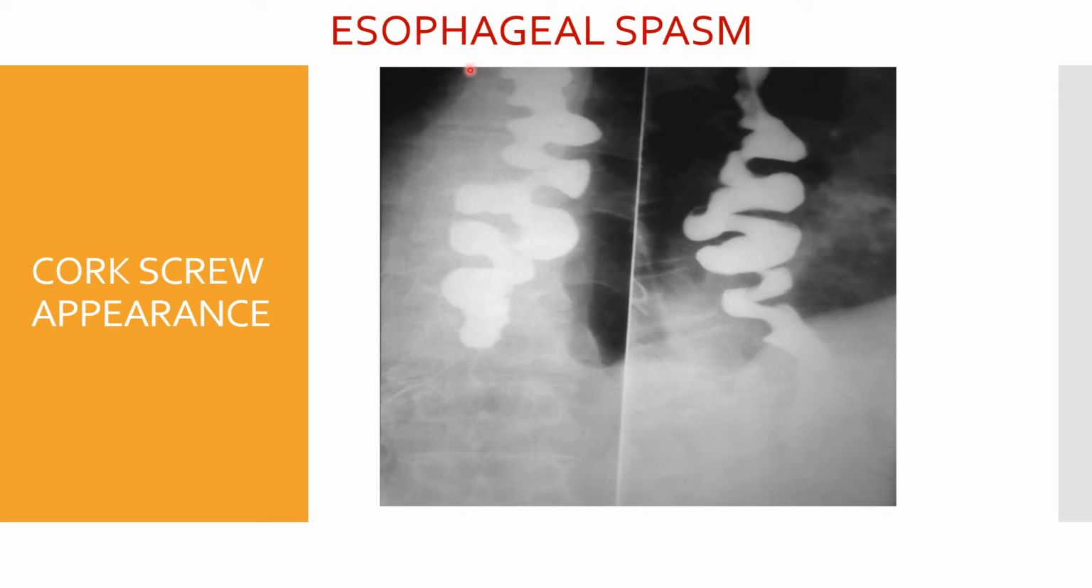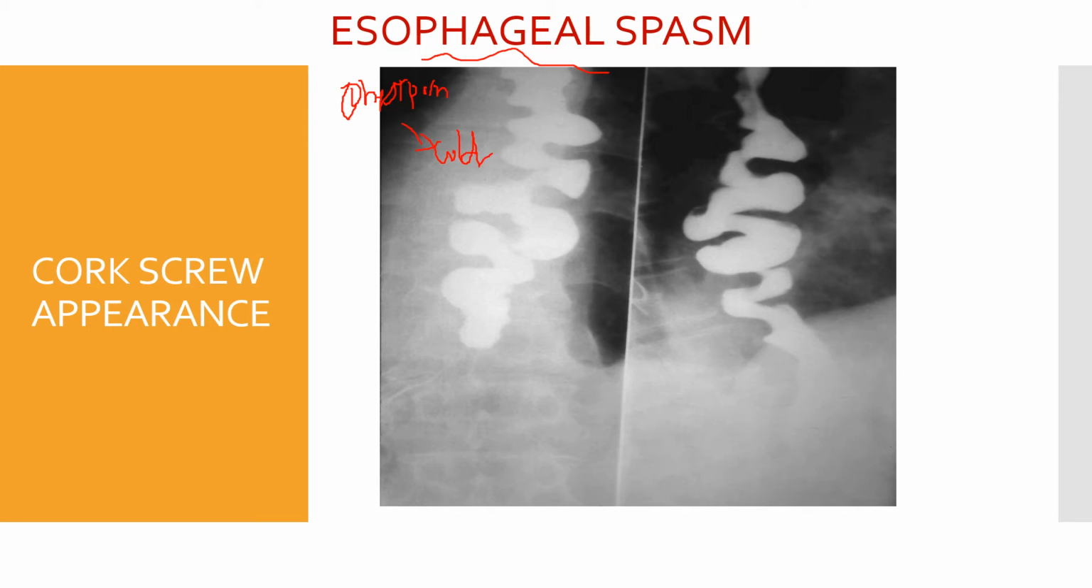Next is esophageal spasm. Here also the patient will have dysphagia, but usually the dysphagia will be accompanied with chest pain. They will complain of intermittent chest pain along with dysphagia. The chest pain is very important, and the chest pain and dysphagia are precipitated by cold liquids. So that is also important.